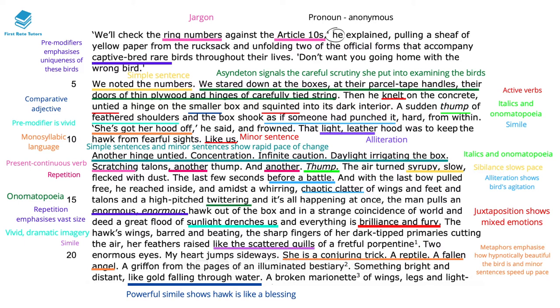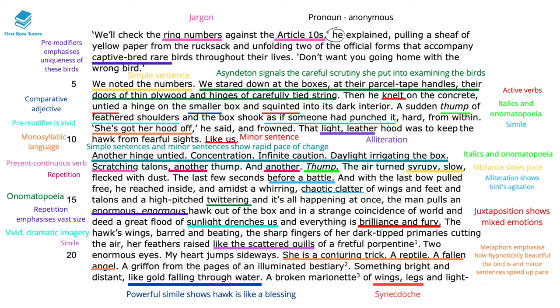She feels really, really hypnotized, but also she feels like she's found her companion. She also says in the rest of this passage that the hawk is "a broken marionette of wings, legs, and light". And here, she uses synecdoche, "wings and legs", to really focus our attention on different parts of the hawk.